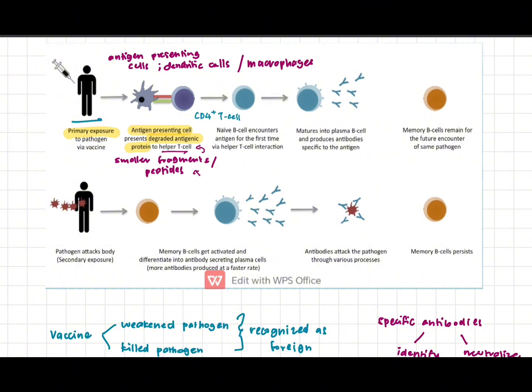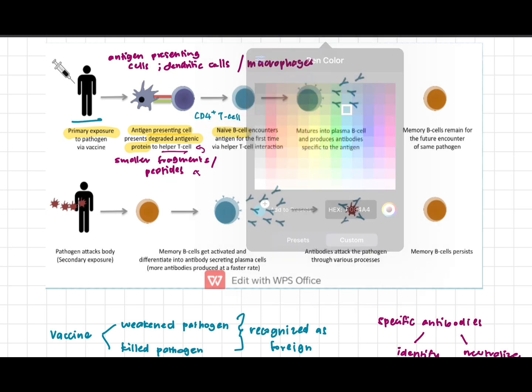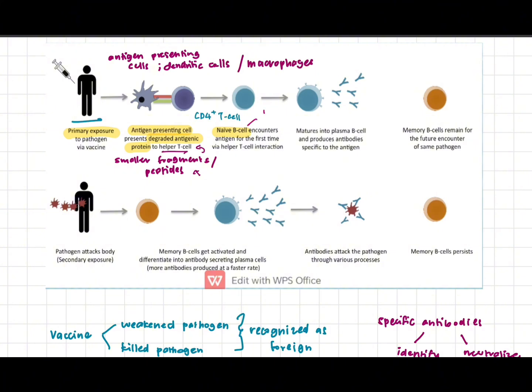So the TH cells will interact with naive B cells that have never encountered the antigen before. B cells are specialized cells that produce antibodies. The interaction of the TH cell with the naive B cells stimulates them to become mature and turn into plasma B cells.